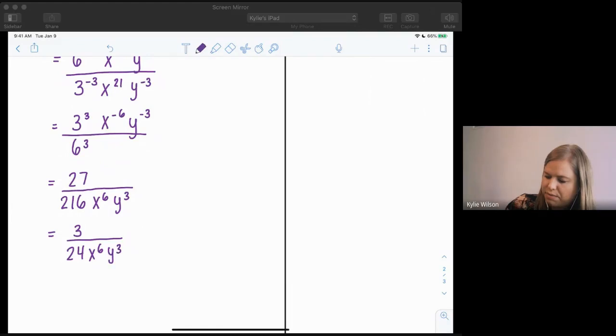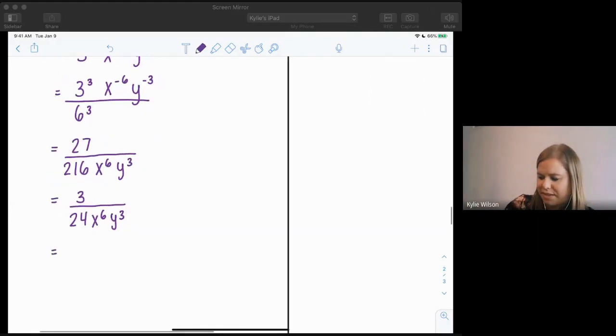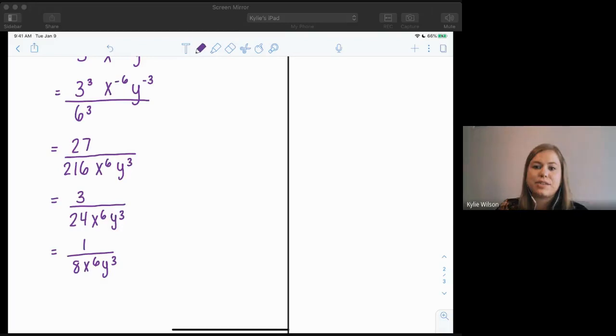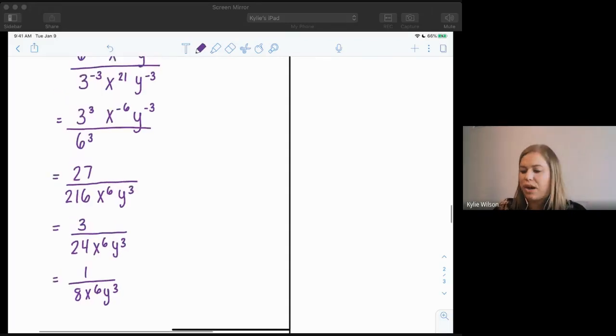Oh, we can even do it one more time. I didn't find my greatest common factor, but that's okay. So that's as simple as we can get it. We always want to go as absolutely simple as possible. So our goal is always to have all positive exponents and then reduce our fractions down as much as we possibly can.